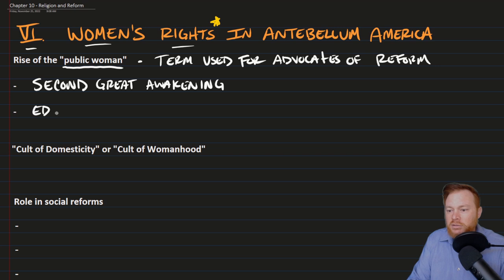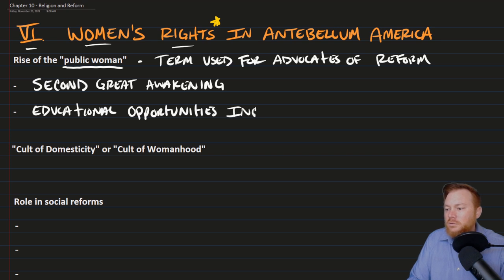A second thing is educational opportunities. Educational opportunities increased. More women were going to school and playing a role in that. And you had a lot of women's rights advocates who advocated for equal access to education for both men and women. So as more women became involved in churches, as more educational opportunities increased, the ability for women to affect society in a reform kind of mindset increased. A couple of things, and these are just worth mentioning.